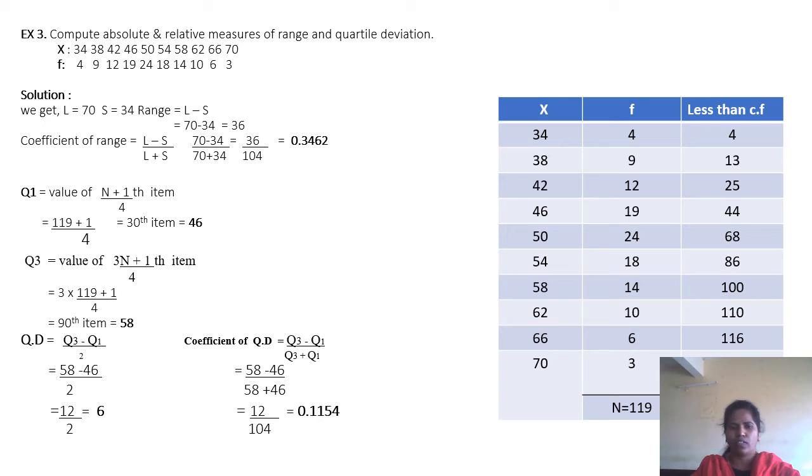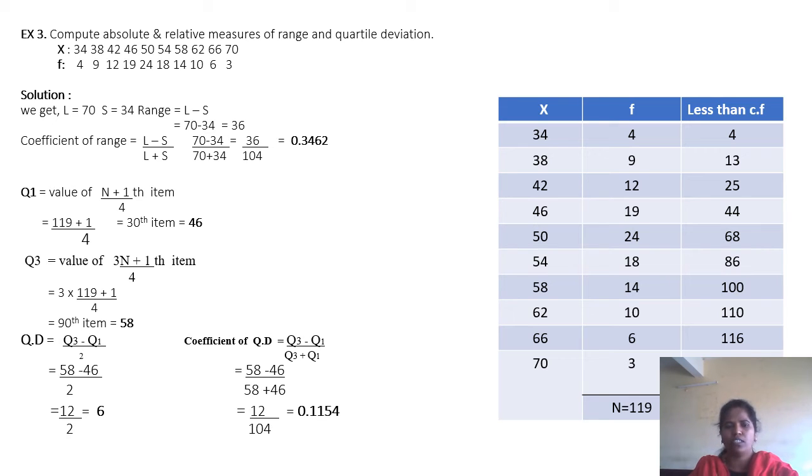Afterwards we have to calculate Q3 also. The value of 3 times (n plus 1) divided by 4th item, that is 3 into 119 plus 1 divided by 4, gives the 90th item. Where the 90th item falls in the CF column, that is 100. So going to the x values, that is 58.